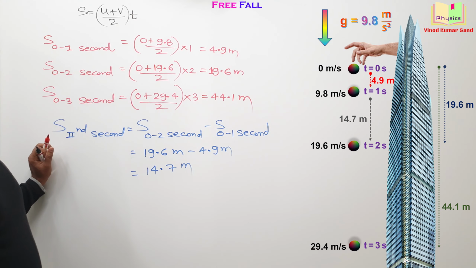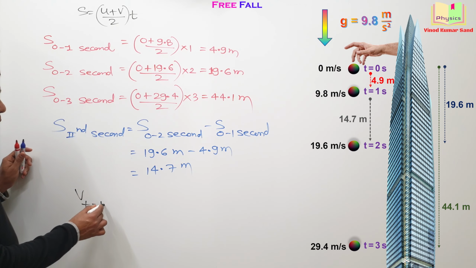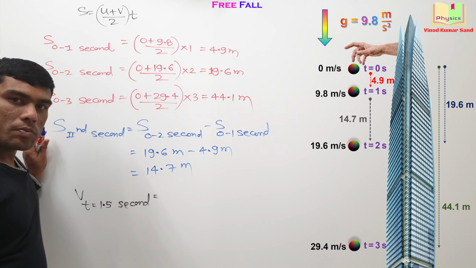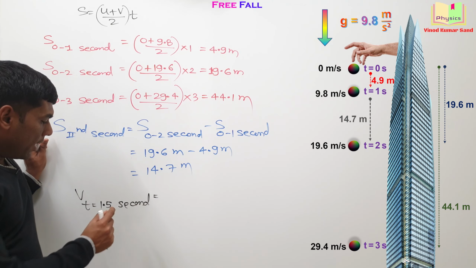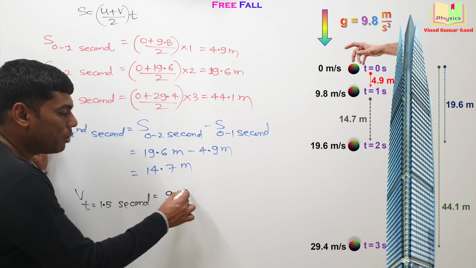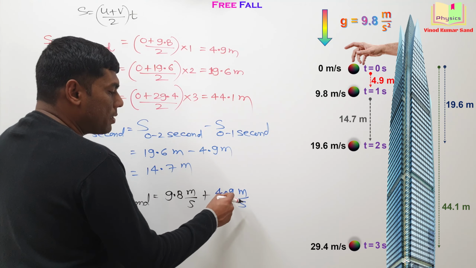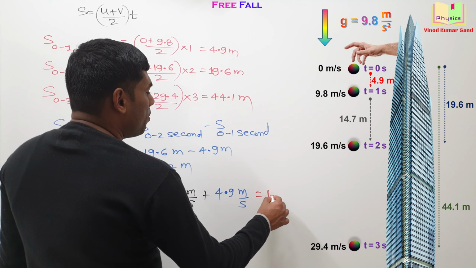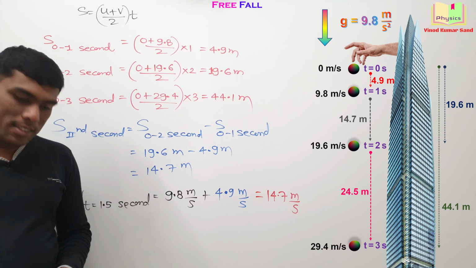Okay. Let me ask you another question. What is the speed of the ball at t = 1.5 seconds? Answer it quick. At t = 1 second, the speed was 9.8 meter per second. And in the next 0.5 second, how much is the addition in the speed? In half a second, the extra addition will be 4.9 meter per second. Getting the idea? So this will come out to be 14.7 meter per second. I hope you understand this.